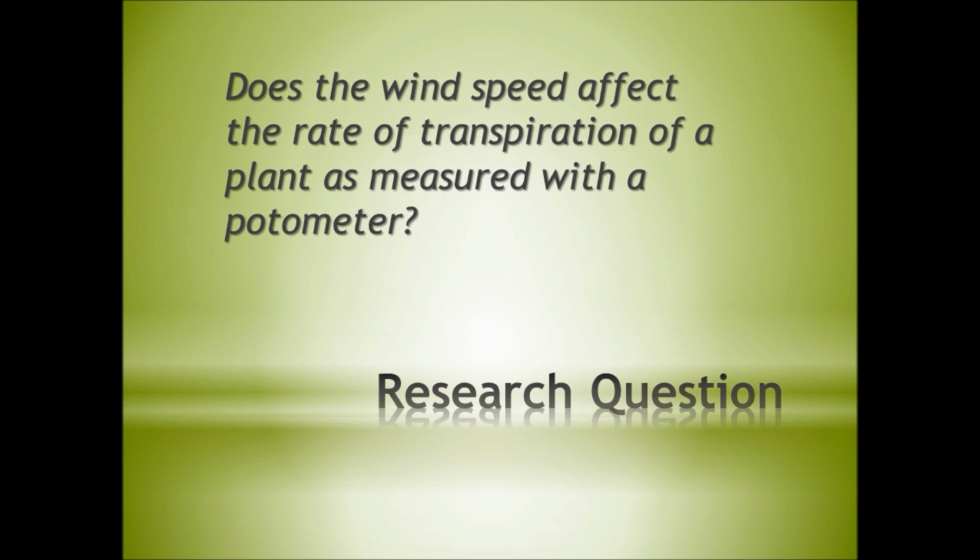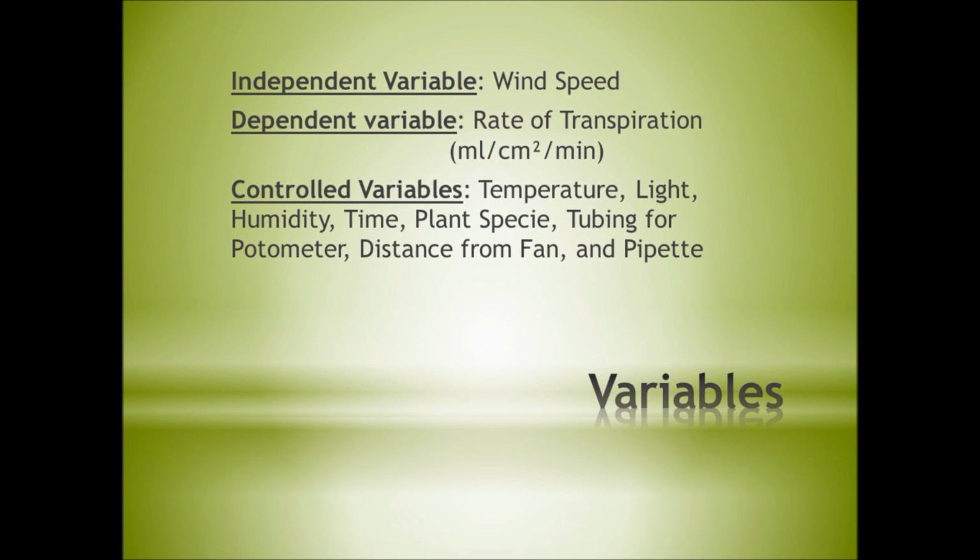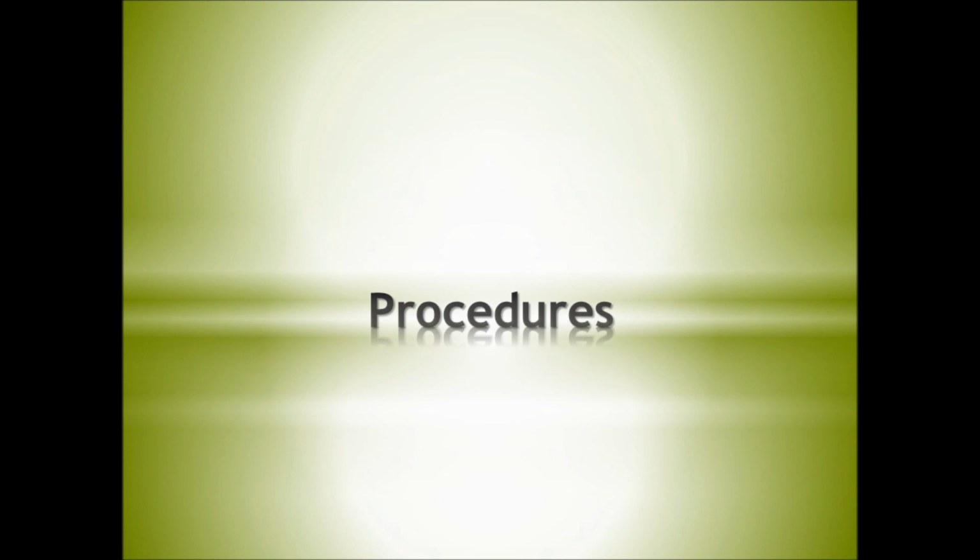The research question of this lab is, does the wind speed affect the rate of transpiration of a plant as measured with a potometer? The independent variable of this lab is wind speed, while the dependent variable is rate of transpiration. The controlled variables include temperature, which will be measured in each trial, light, humidity, time, plant species, tubing for potometer, distance from fan, and pipette.